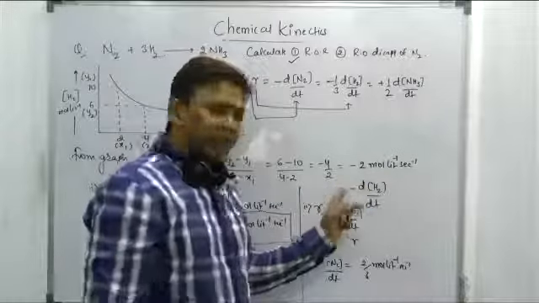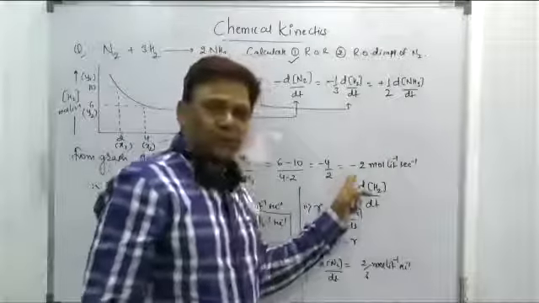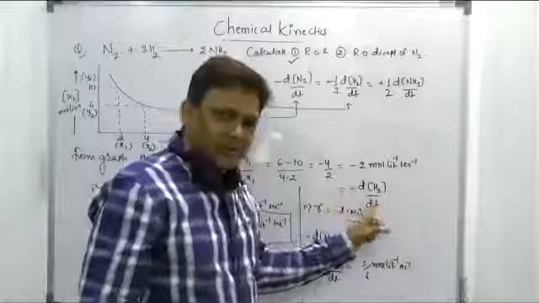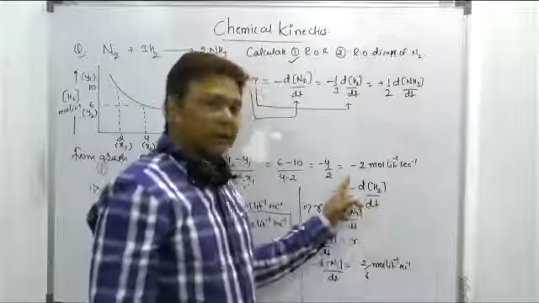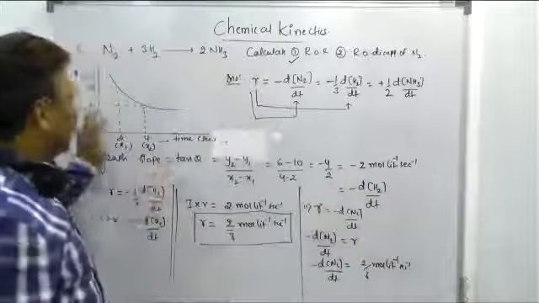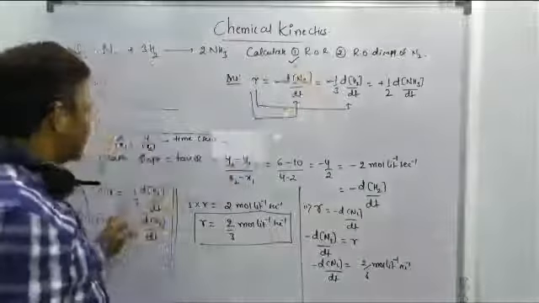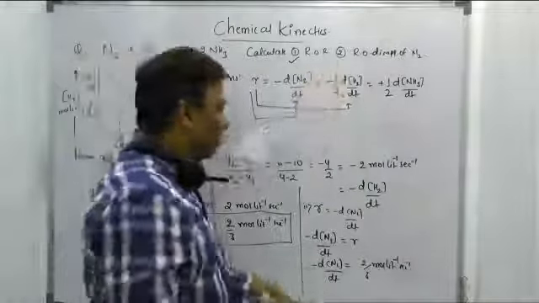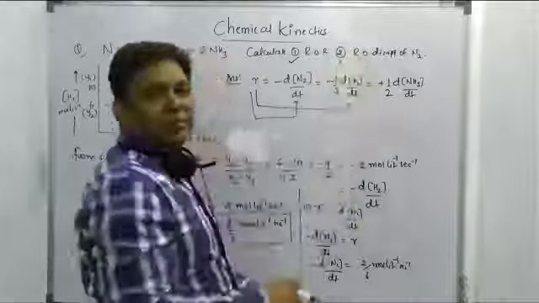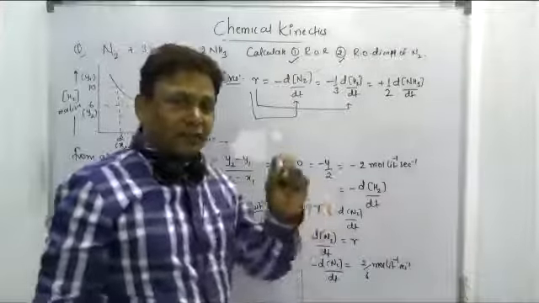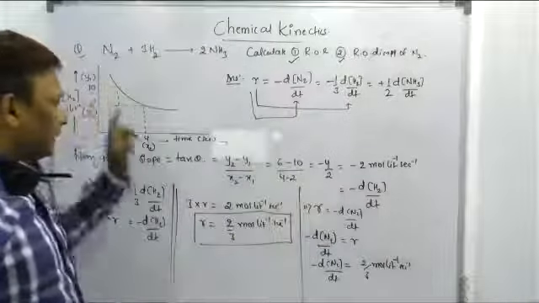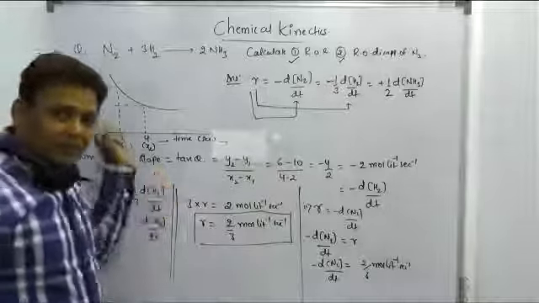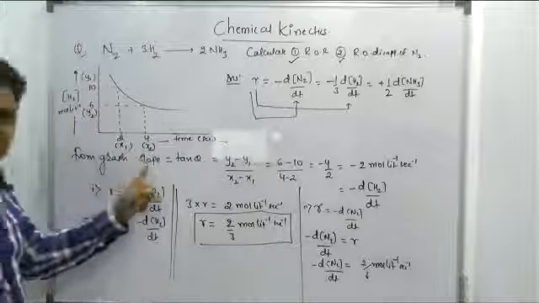If it is the rate of formation of something, that value should be positive, and for the rate of disappearance of something, the value should come as negative. Based on that, see beta, we are able to find out the ROR of the reaction and the rate of disappearance of N2. So for getting all these things, what do we require from the graph? Get the slope.